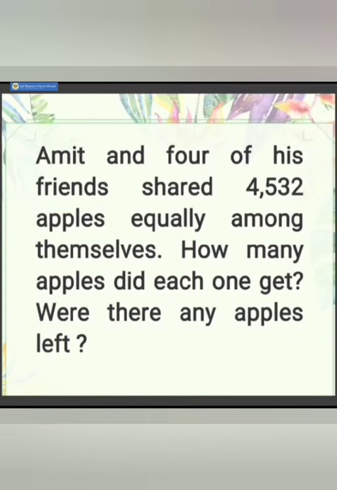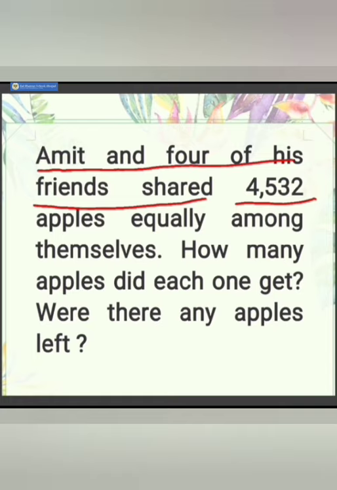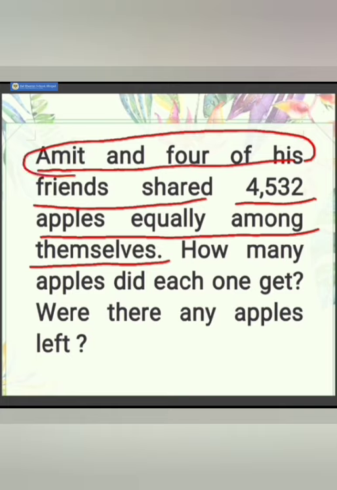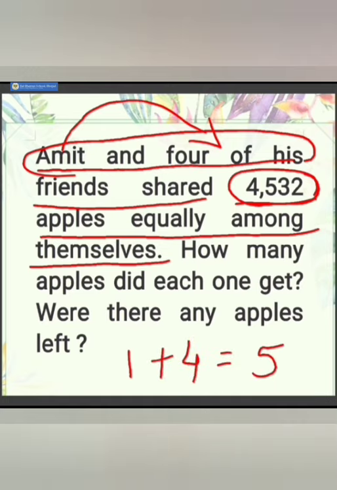Let us read a number story now. Amit and 4 of his friends shared 4,532 apples equally among themselves. Children, here the number of people between which these apples are to be shared equally are not 4. Including Amit and 4 of his friends, the number of people will be 5. Amit 1 plus 4 of his friends. So that will be 5.